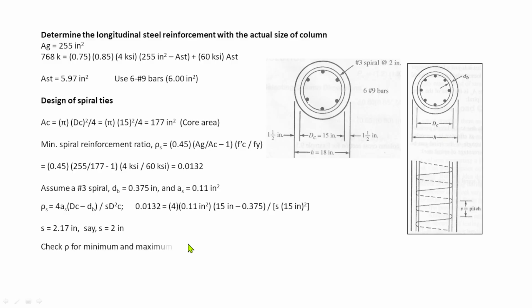Then check for minimum and maximum requirements. That is the same as we have calculated in tied columns. We have minimum reinforcement of 1% and maximum of 8%.